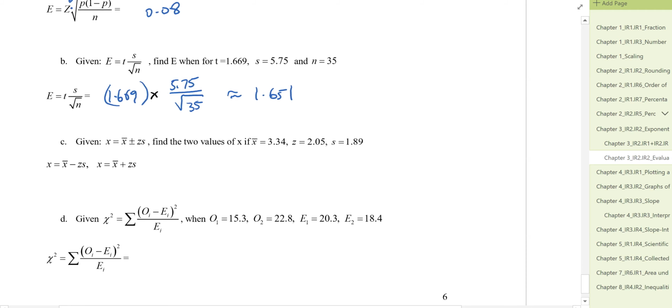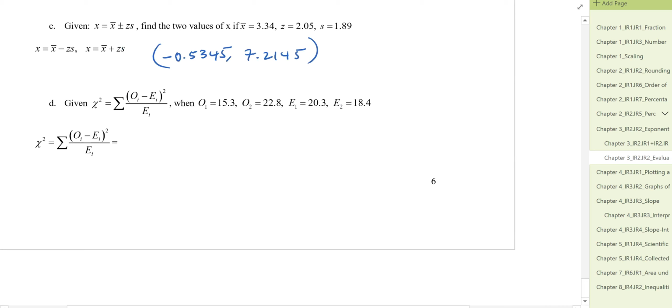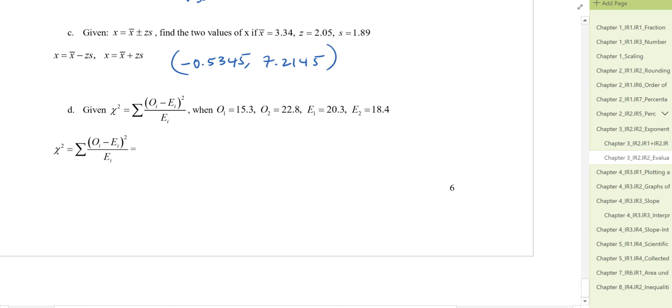And part C, if we evaluate it, again this is a plus or minus, like we did in the example. You will get negative 0.5345 for the minus, and about 7.2145 for the plus, and I write them in interval notation. Those are ones we kind of did before, similar problems. So let's do D. D is the one that in class is the most commonly missed.